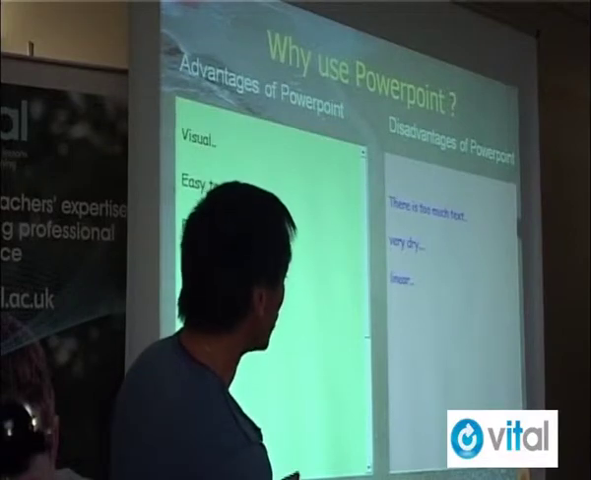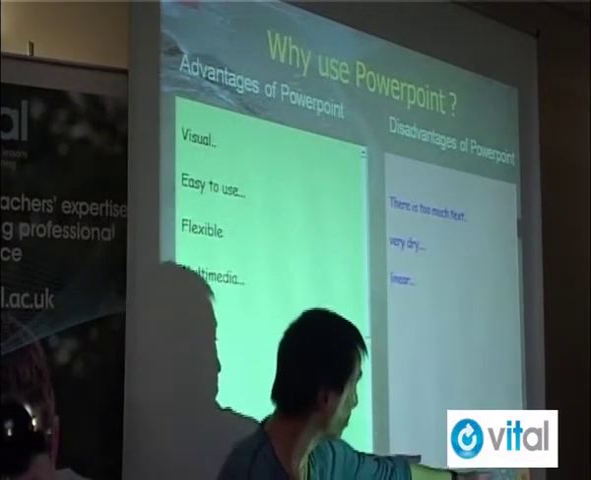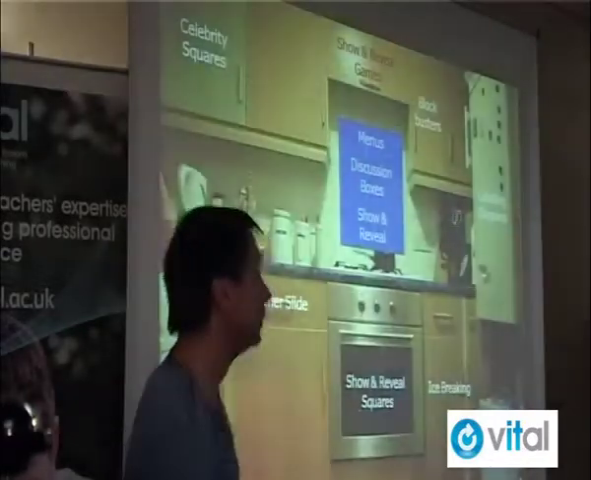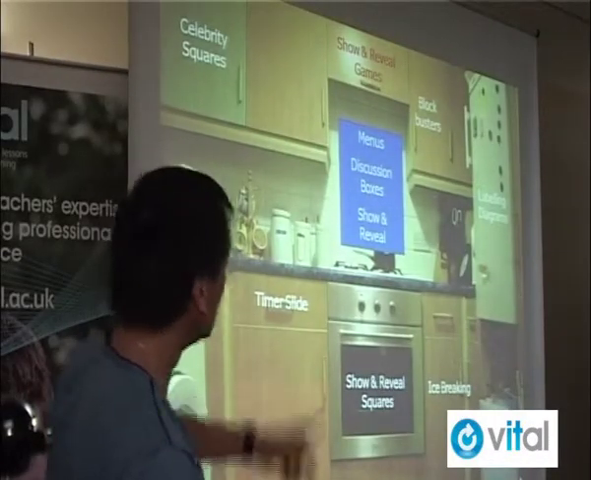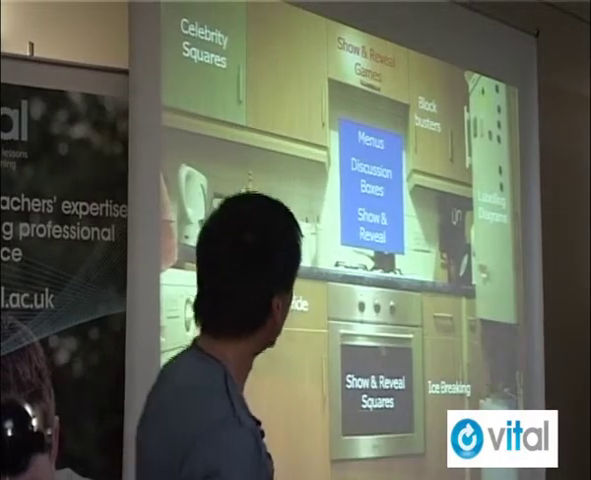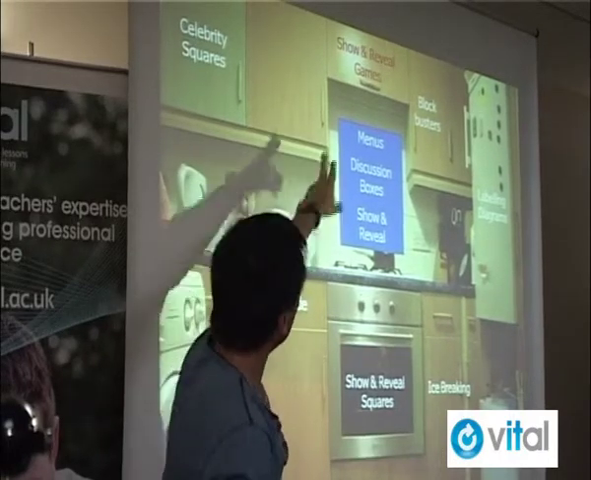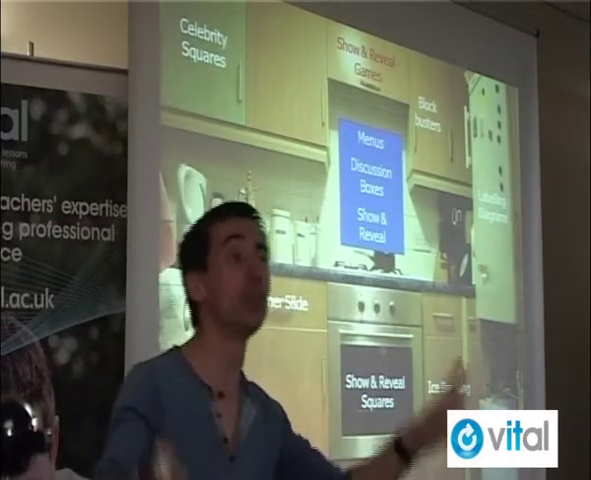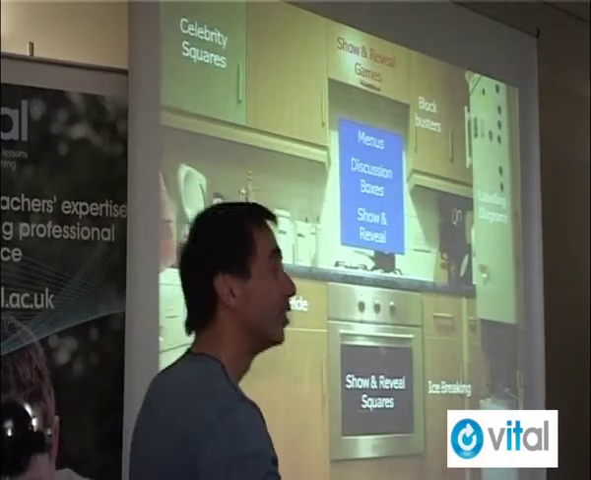So I'm going to go back to the menu. I've got a little house button on my slide here, and that takes me back to, I hope, my menu slide. So I've been talking about discussion boxes. I want to do either show and reveal games next, or show and reveal squares. What would you like? Squares. Squares.